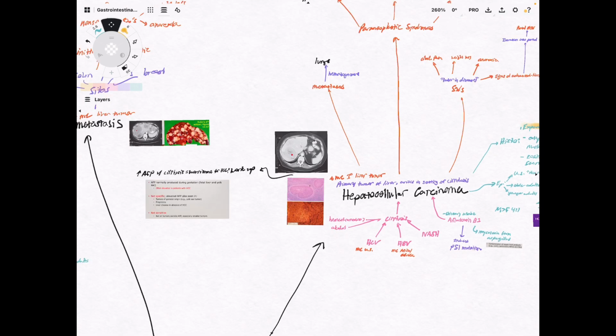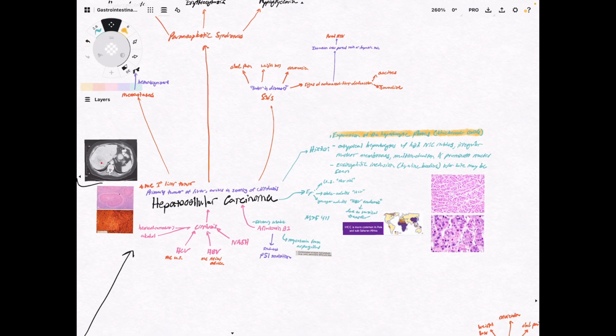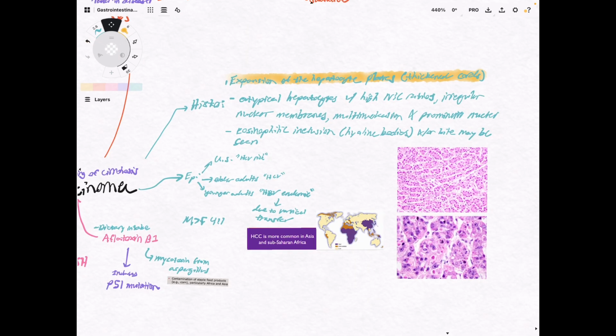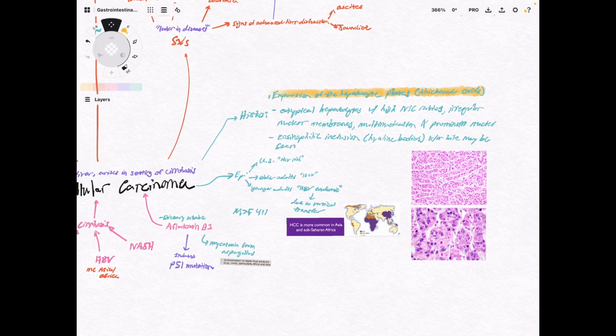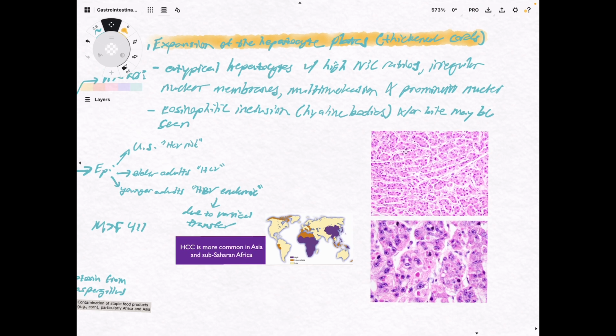Let's now talk about some of the symptoms. But actually, no, before we do that, let's go ahead and talk about the histo. So what hepatocellular carcinoma is, is an expansion of the hepatocyte plates. We're thinking cords. So you have plates lining our hepatocytes, and those plates end up becoming thickened.